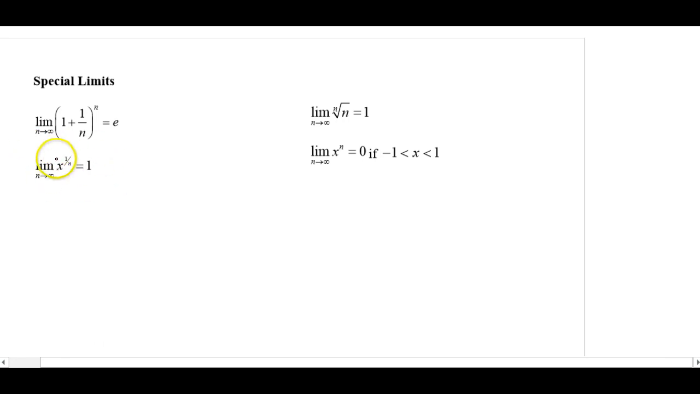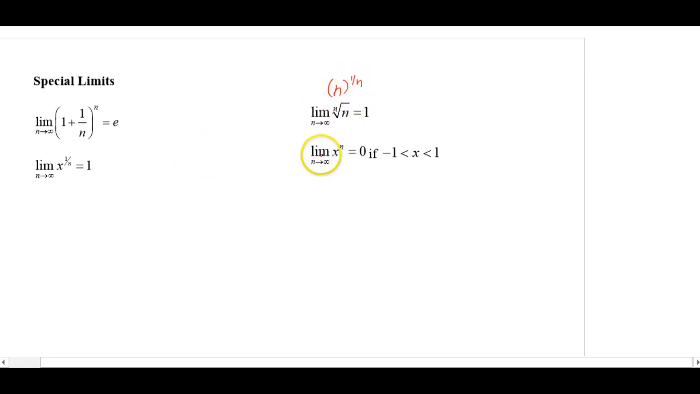We can talk about this one because as n approaches infinity, n is the denominator in the exponent. That means this exponent will go to 0 and anything to the 0 equals 1. The same thing is happening here because you'll notice that this is n to the 1 over n. If n is going to infinity, this exponent is going to 0, and then any number to the 0 is 1. So that's where those are coming from.